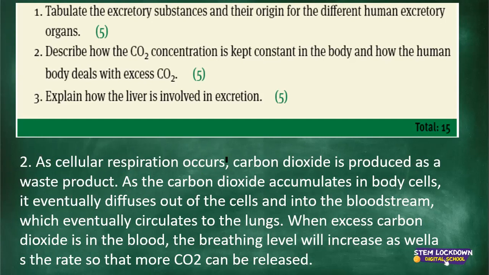As cellular respiration occurs, carbon dioxide is produced as a waste product. As the carbon dioxide accumulates in the body, it eventually diffuses out of the cells and into the bloodstream, which circulates to the lungs. When excess carbon dioxide is in the blood, the breathing level will increase as well as the rate, so that more carbon dioxide can be released.